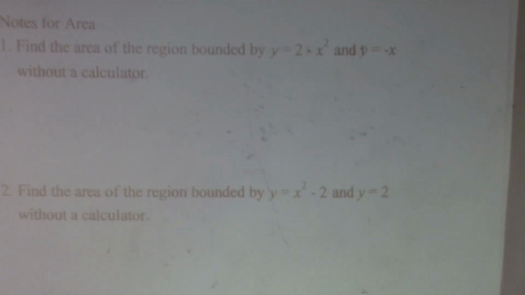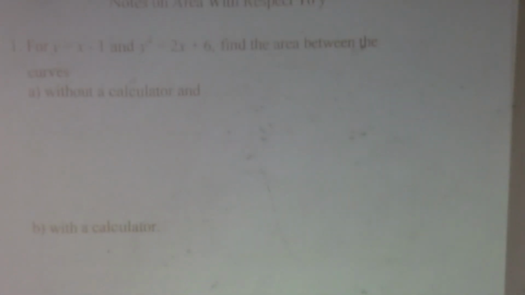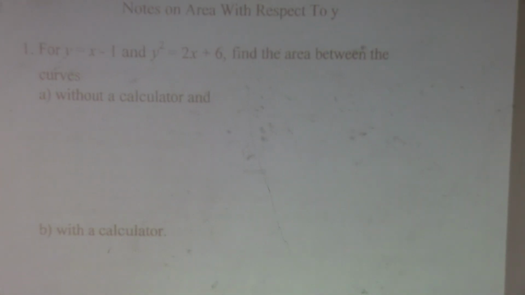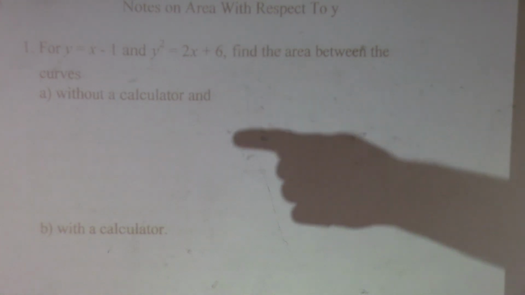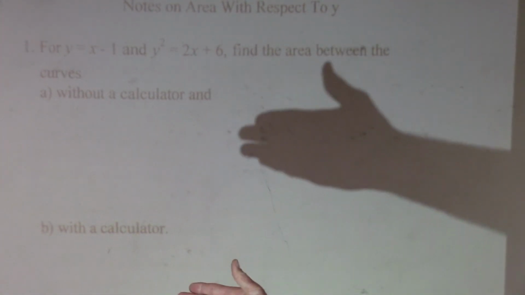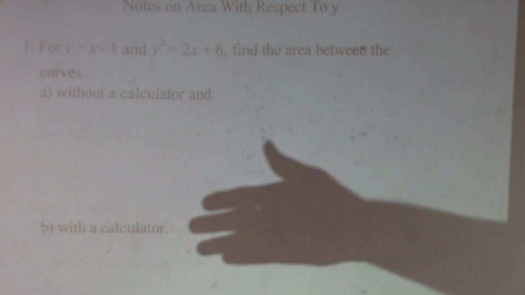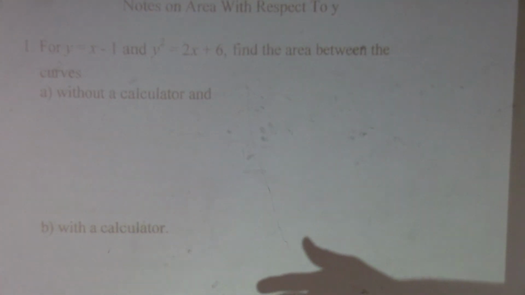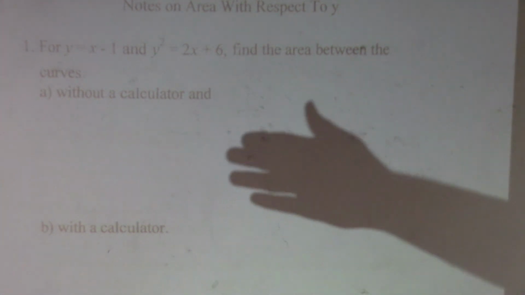Okay, your homework will be notes for area. That is problems 1 through 4. And notes on area with respect to y. And this is just 2 problems, number 1 and number 2. Number 1 says without a calculator and with. You'll do the problem without it, and then you'll simply put that integral into the calculator and make sure you get the same answer from the calculator version as you did up here. So you have a grand total of 6 problems, and we will put the DOL behind those problems. And that's the lesson for today.